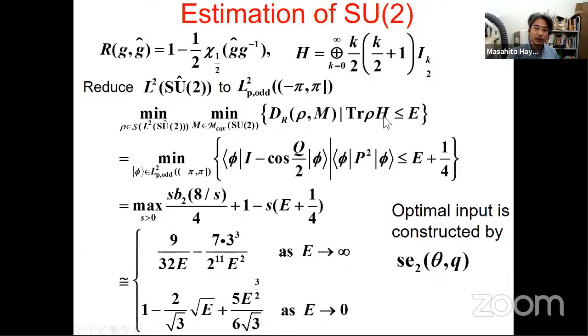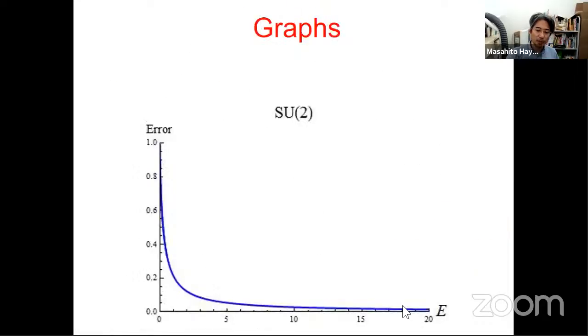So then the minimization problem can be solved by using this previous one. So then the optimal input comes from the SU2 function. Then we have this asymptotic behavior. So then we have this graph.